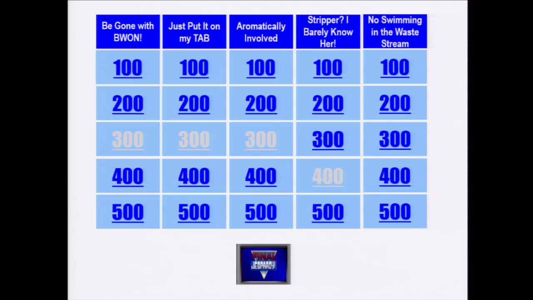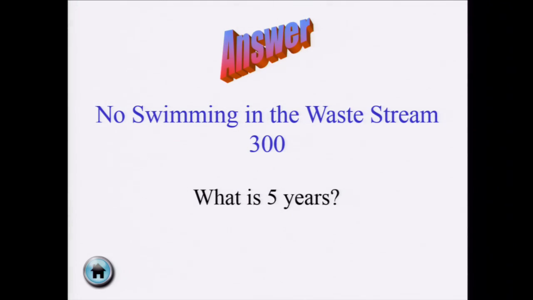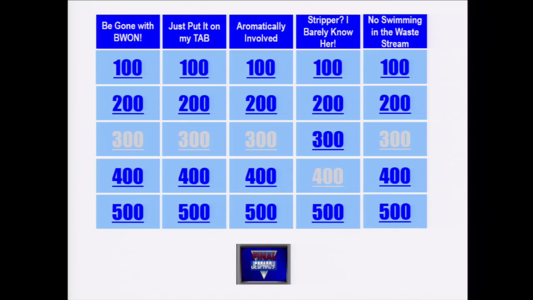No swimming in the waste stream for 300. One method of determining waste quantities requires that you use the maximum annual quantity of waste generated over this period of time. Uh-oh. What is 5 years? Yes. I knew you weren't going to get it wrong 2 days in a row. Said 3 yesterday. Yeah, I got it wrong yesterday.